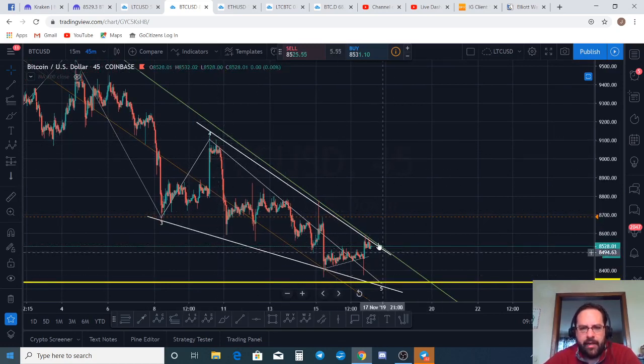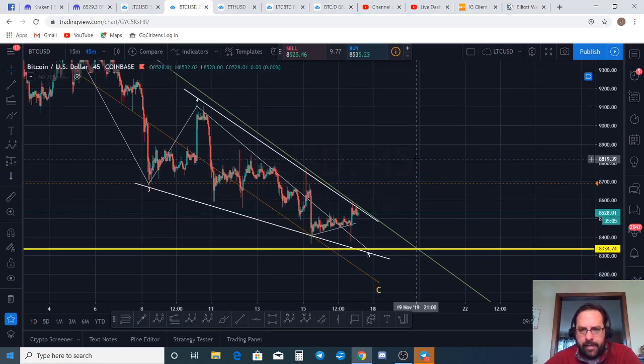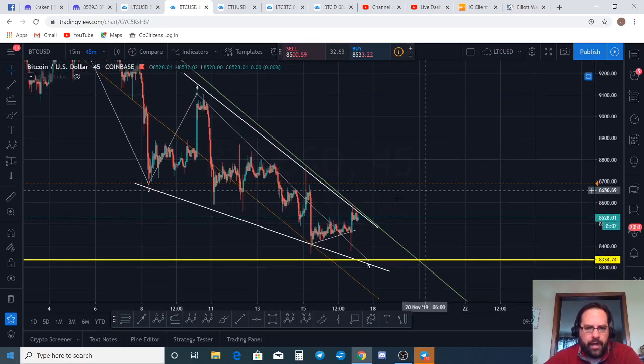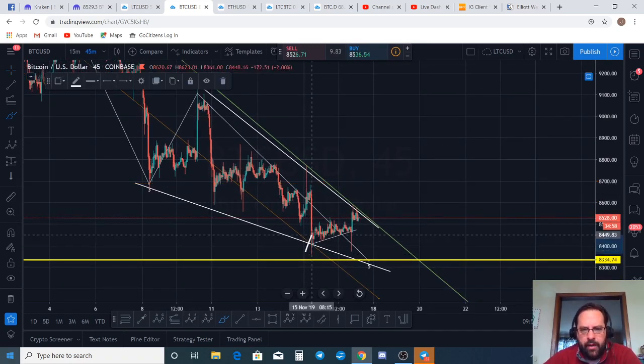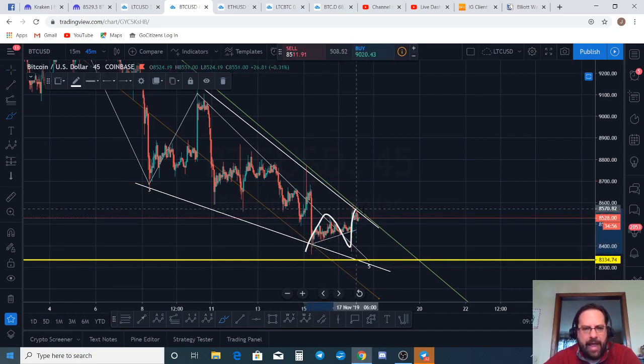I'm watching this trend line right here. You can see that trend line. If we break out of that trend line, it's going to be a big deal. So we're going to have to watch that. Well, here's my problem with it. I just want to share with you. I'm seeing this right here as a flat right now.